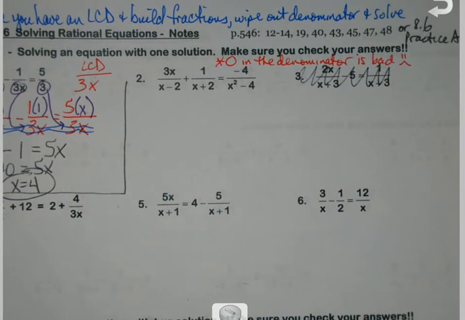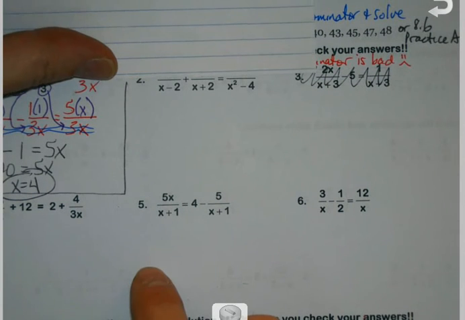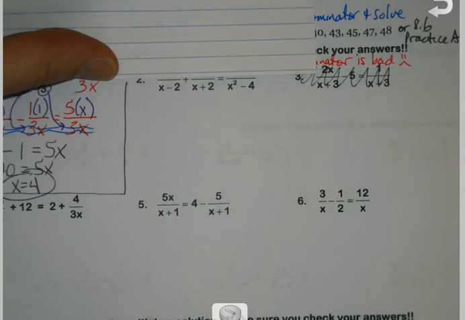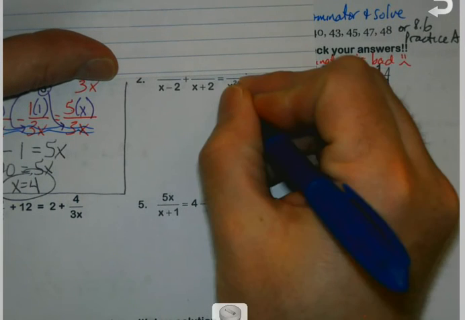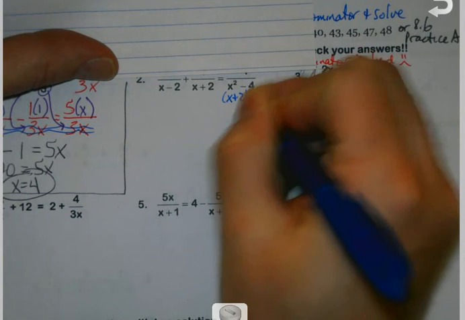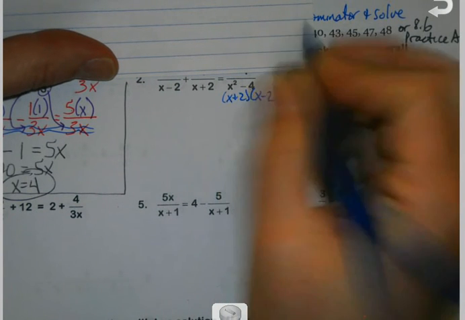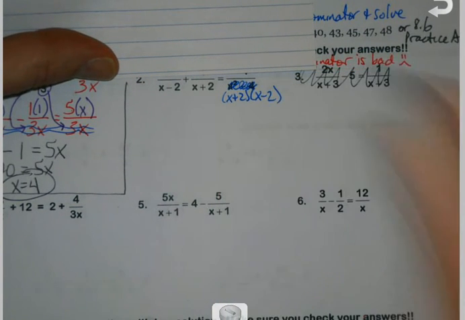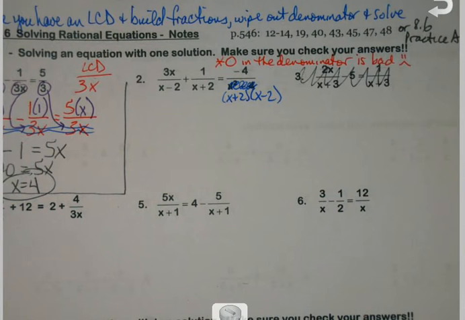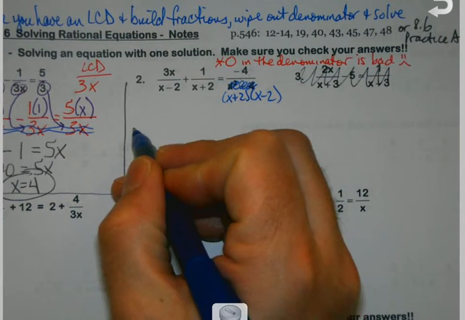First things first. Denominators only. Are any of them factorable? Yes. X plus 2, x minus 2. If you ever have a denominator that's factorable at the start, you need to do that, because then when I go to find my LCD, I'm not going to get myself into trouble. So I look and I go, okay.